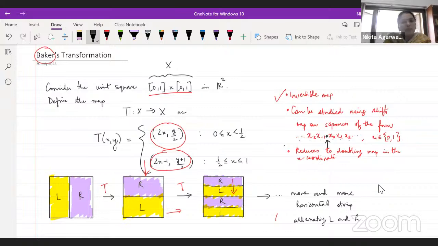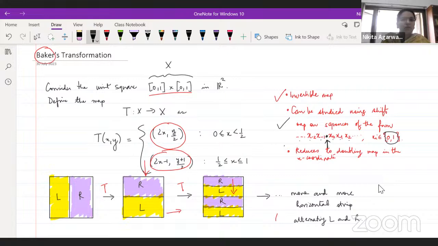These entries are coming from this set having 2 entries, 0 and 1. And this map, instead of looking at it in this form, you can study the shift map on the sequence space to understand the properties of the original. Okay, so I'm not going to get into this because you need to do a lot of bookkeeping. It's going to take a lot of time. But if you are interested in this, you can pick up any book on dynamical systems, and this is an example that is featured.